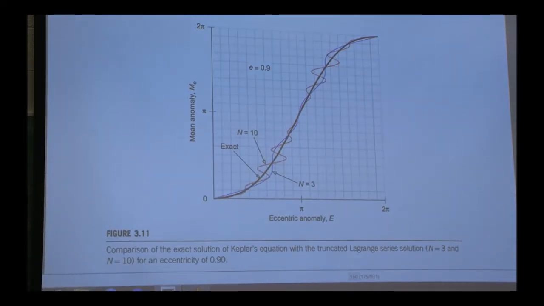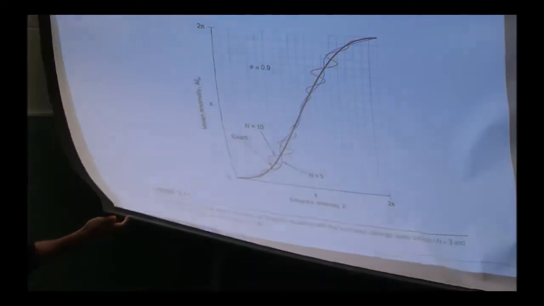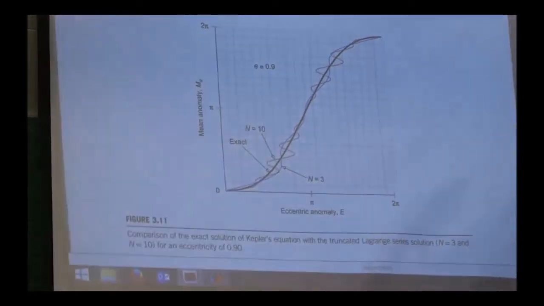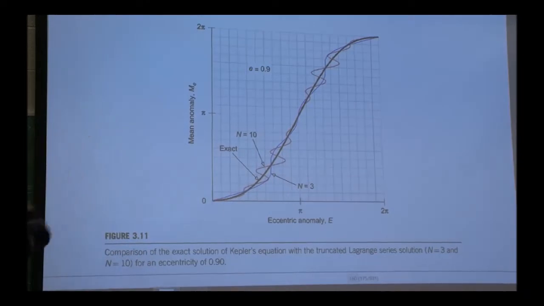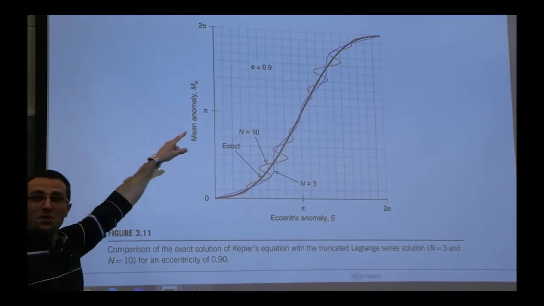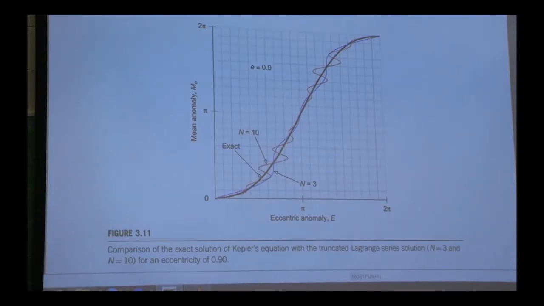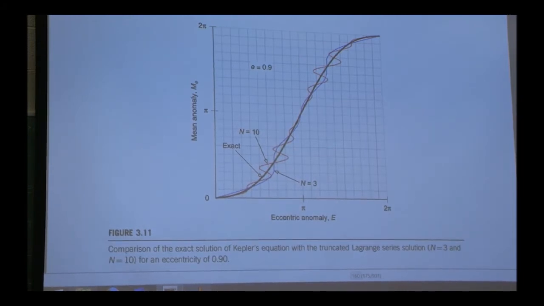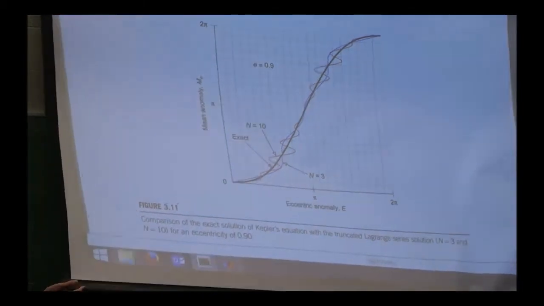Yes? This is showing this function right here. I can move the screen, right? The Lagrange series solution, so that's your x-axis, as a function of the mean anomaly, right? But it is for a case where the eccentricity is 0.9. So we're trying to solve always the same equation. This equation, ME equals capital E minus E sine of E. And someone told us that a solution for capital E may be given by a series like this, right?